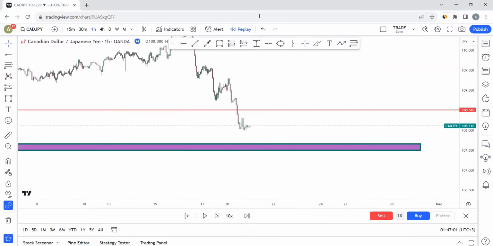And also H1, we're still going downwards, which confirms that we need the market to first touch down here before we can buy to this level here. So H1 structure is intact, but we shall need it to first touch inside here.